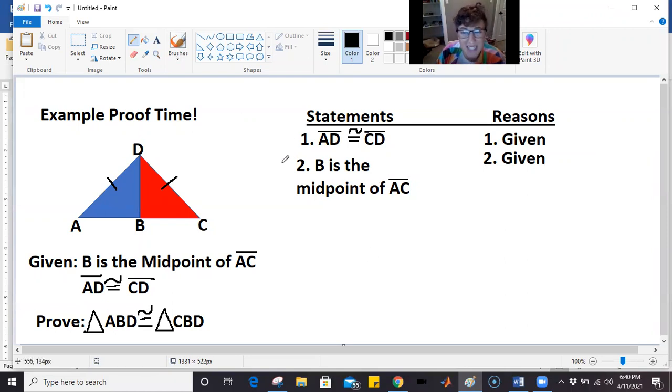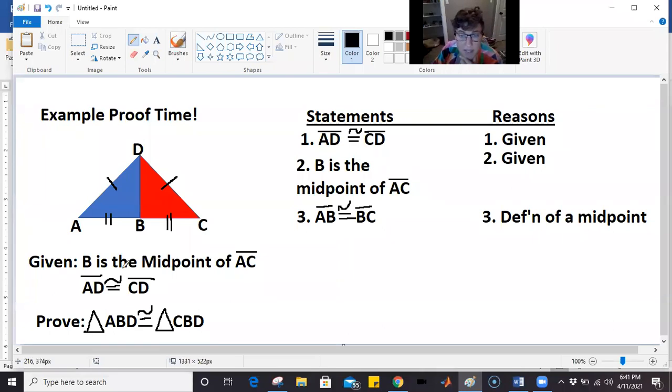Well, B is right in the center. That means these two parts, AB and BC, must be congruent to each other. That's what a midpoint does. It splits segments into two congruent parts. So we can say AB is congruent to BC because the definition of a midpoint is to split a segment into two congruent parts.